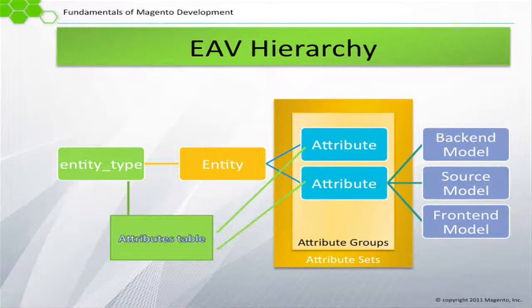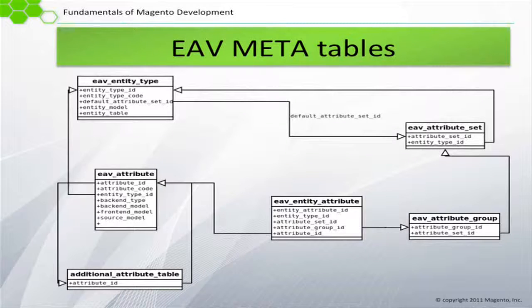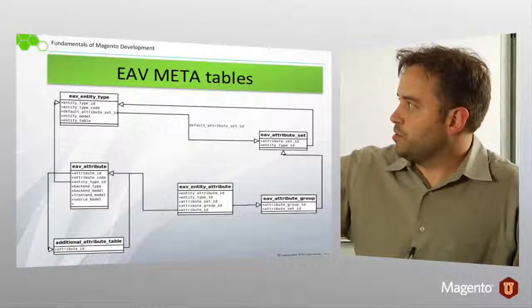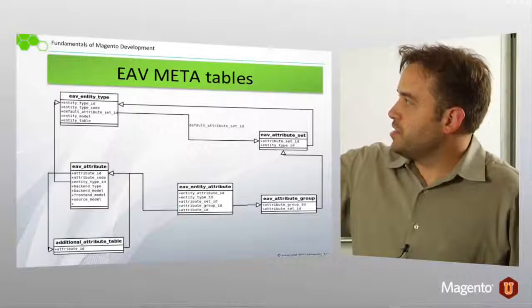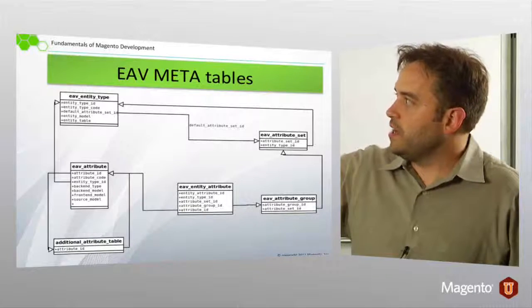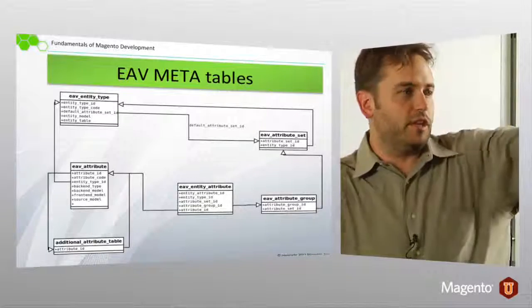So, what does that look like in the database? Obviously, this information has to be stored somewhere. So, we have EAV entity type. So we could set up something like, let's look at these tables in the database. So EAV attribute, well, that's the attributes themselves. And then we have sets and groups, entity types, and then EAV entity attribute is where everything comes together.